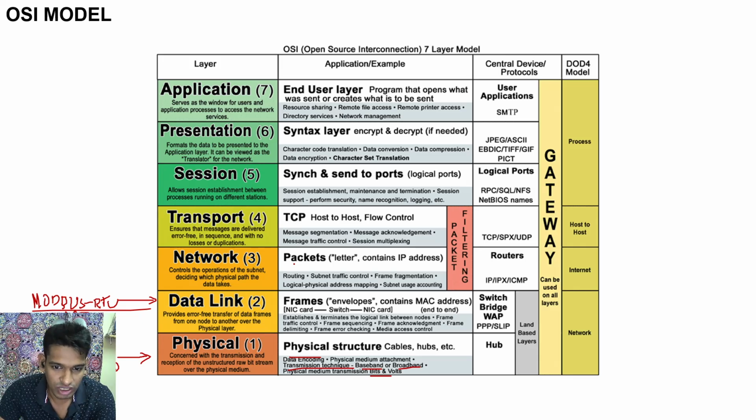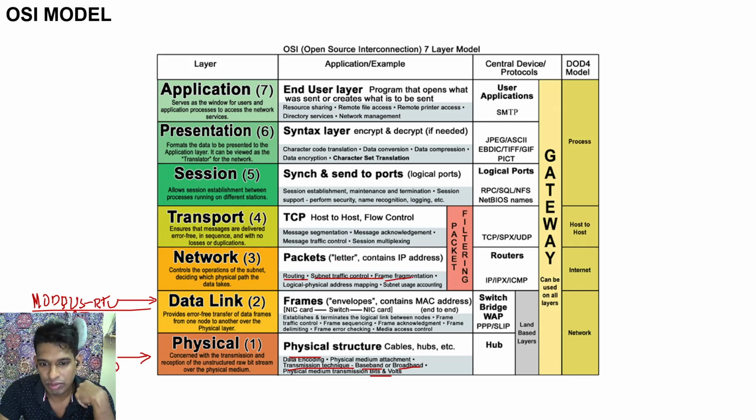Network layer, for example, is the internet protocol, IP. The IP network layer takes care of routing. So routing is deciding which path to take. And subnet traffic control. Subnet traffic means you're having two different networks, and the network traffic of one subnet should not pass to the traffic of the second subnet. So that is subnet traffic control.